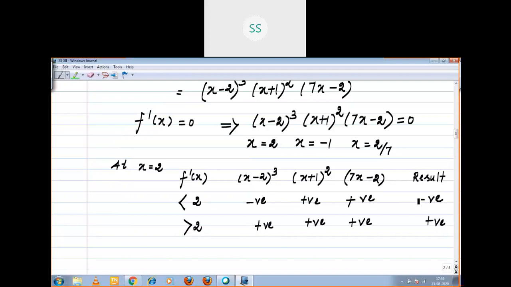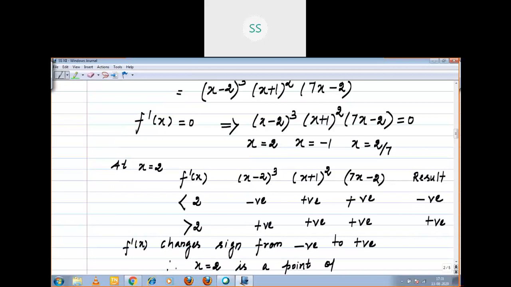Positive. See, the first order derivative changes from negative to positive. The first order derivative negative to positive. That means the point, that point, right? F dash of x, which is that point 2. That point is local minima. F dash of x changes sign from negative to positive. Therefore, x is equal to 2 is a point of local minima. Slight difference you are taking, right?